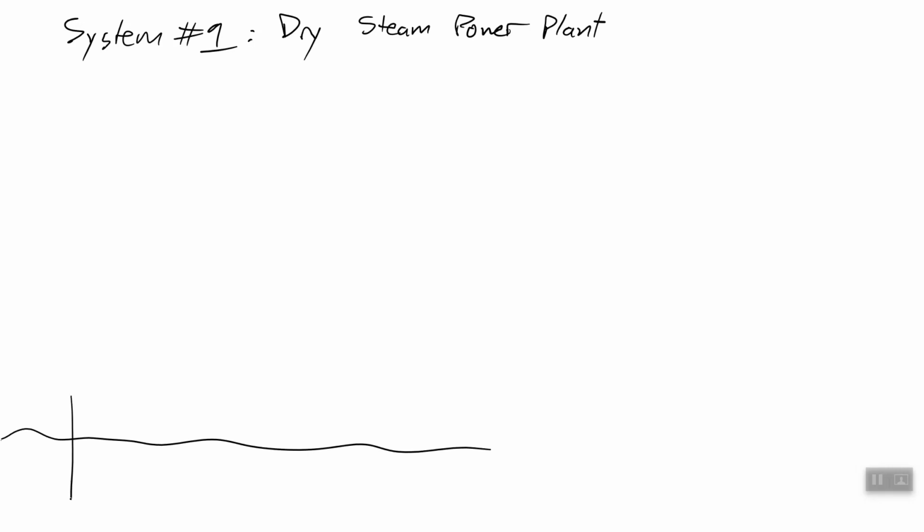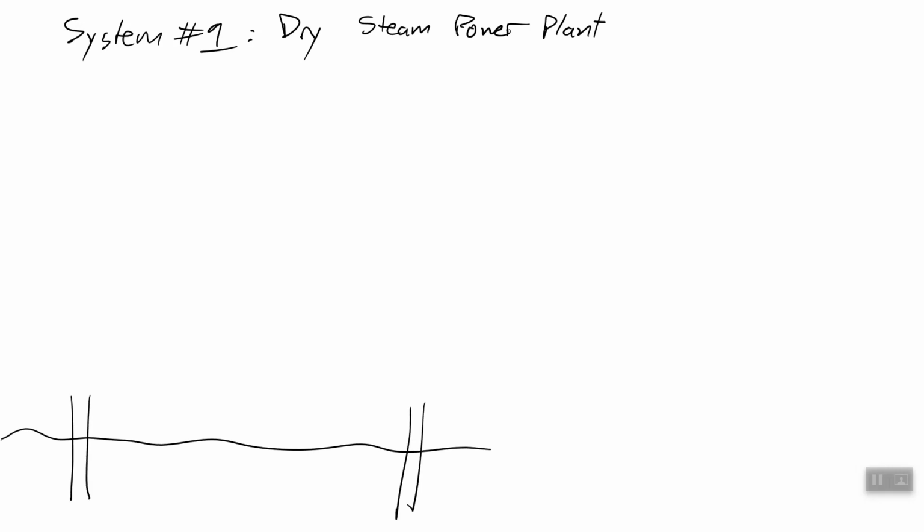Alright, so system number 1. This is the most basic and most economical. It is the dry steam power plant. The word dry is so misleading. Whenever we say dry, we mean not wet. In other words, the steam is all vapor. There is no liquid. So let me show you how we're going to use this.